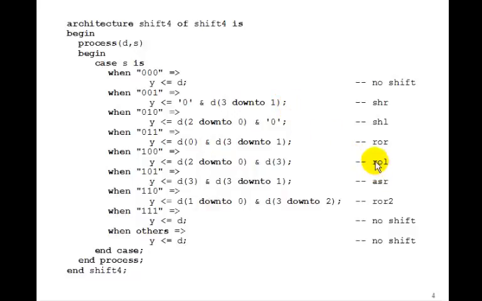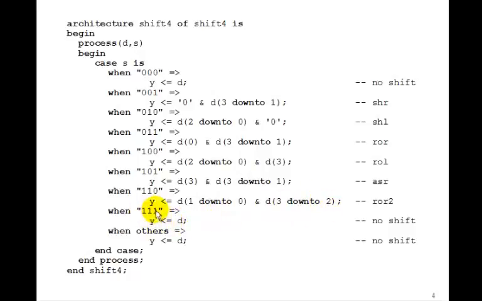To rotate left, instead of the 0 here, we'll bring D3 around and then shift everything to the right, just like we did up here. The arithmetic shift right, you remember, keeps the sign bit the same, so we have D3 concatenated with D3 down to 1, just like we did for the shift right. Finally, this rotate 2, the new D3 is the old D1 down to 0, so we're shifting 2 bits, and then what used to be D1 down to 0 is the old D3 down to 2.